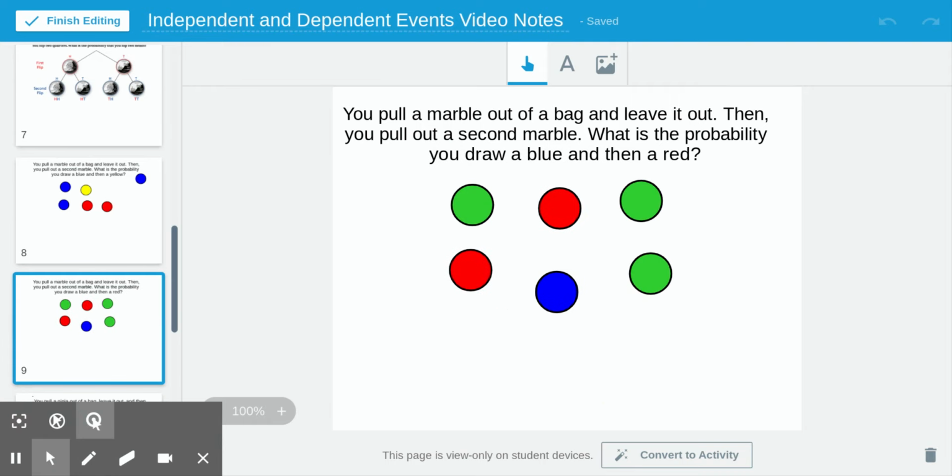For our next example, this is what we have in the bag. Same situation. We're going to pull a marble out, leave it out, and then pull out a second marble. So we want, what's the probability we get blue and then red?